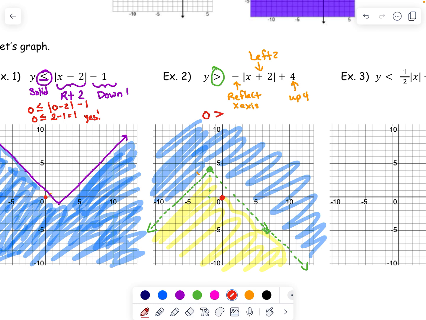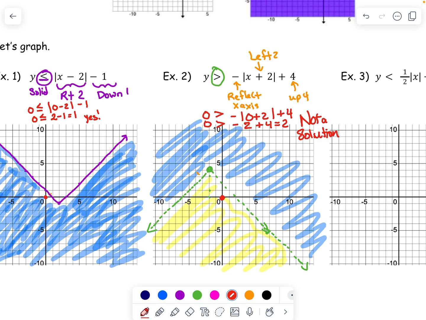0 is greater than the opposite of 0 plus 2 plus 4. So this is 0 is greater than negative 2 plus 4. So this is 2. Is 0 greater than 2? No, not a solution. Not true, right? Not true. So this is not true.